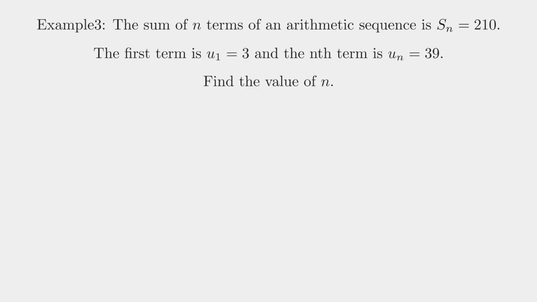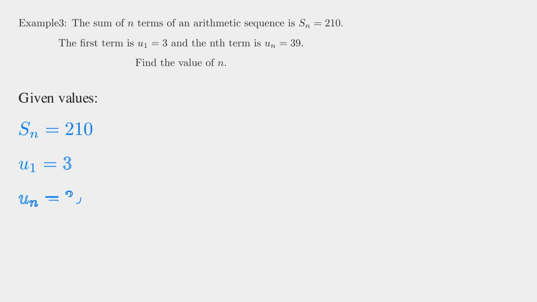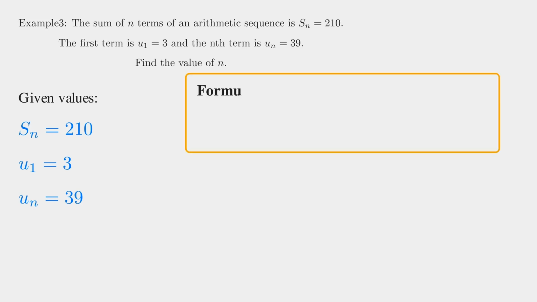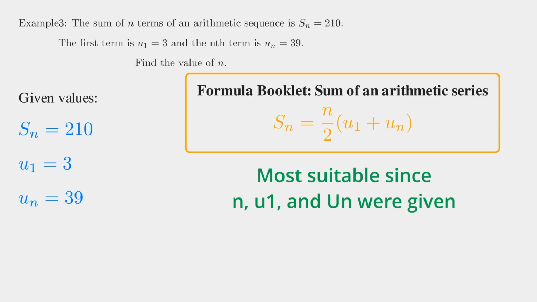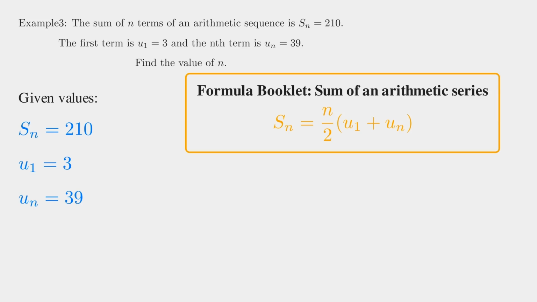For our third problem, we're given the sum of n terms of an arithmetic sequence as Sn equal to 210. We also know that the first term u1 is equal to 3 and the nth term un is equal to 39. Our goal is to find the value of n. This problem is a direct application of one of the sum formulas for an arithmetic sequence. From your formula booklet, the most suitable formula here is Sn equal to n over 2 into u1 plus un. This formula directly relates the sum, the number of terms, the first term, and the last term.